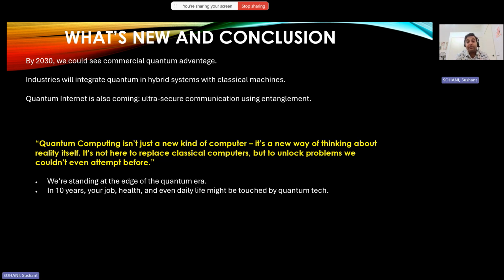You can say quantum computing isn't just a new kind of computer, it's a new way of thinking about reality itself. It's not here to replace classical computers. No new technology replaces the old one unless it becomes obsolete. Like USB replaced compact disks, which replaced floppy drives, and now we have something more than USB. We don't need USBs, right? We have more machines coming up. So it depends. But generally the major technology won't get replaced. But it will unlock problems we could not even attempt before.